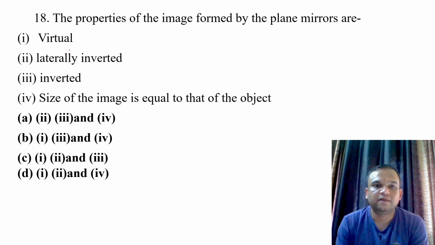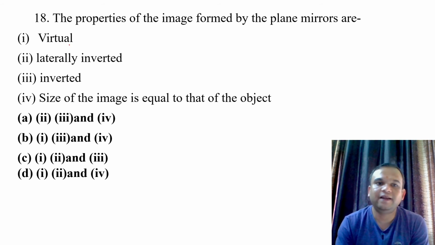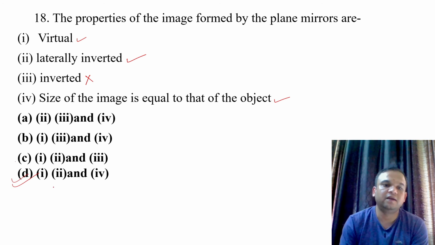Next question says, the properties of image formed by plane mirrors are: plane mirror always form virtual images, plane mirror form laterally inverted images, real images are not formed by plane mirrors, and size of the image is equal to the size of the object. So it is also a correct statement. So 1, 2 and 4, it is shown by option D. It is the correct answer.